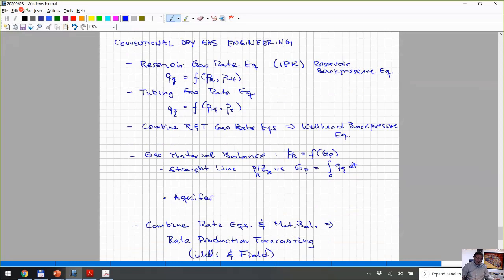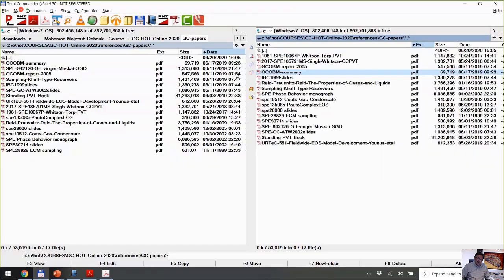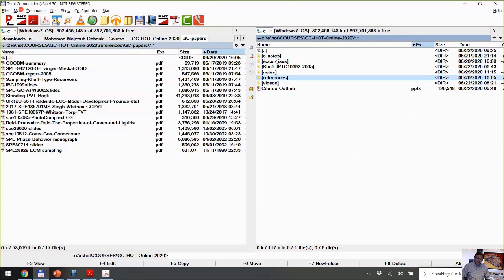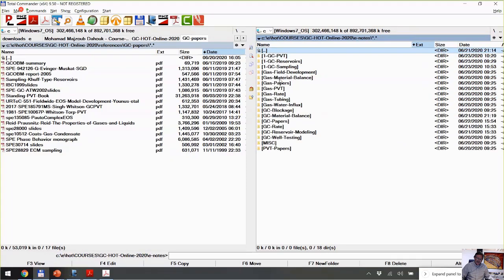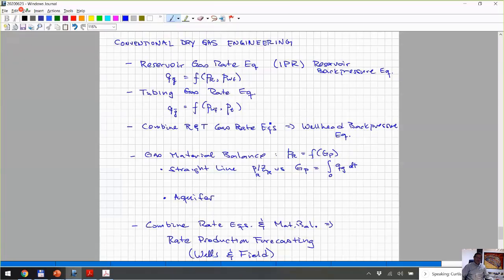Now, as you know, we're going to go through this very quickly, and hopefully you'll get the highlights. But if you want to do some self-study on this, these e-notes give you details, access to a lot of the information that we're going to go through very quickly. It's got the reservoir rate equation, tubing rate equation, water influx, material balance, field development, that's production forecasting, PVT. So there's a lot of background material there for details.